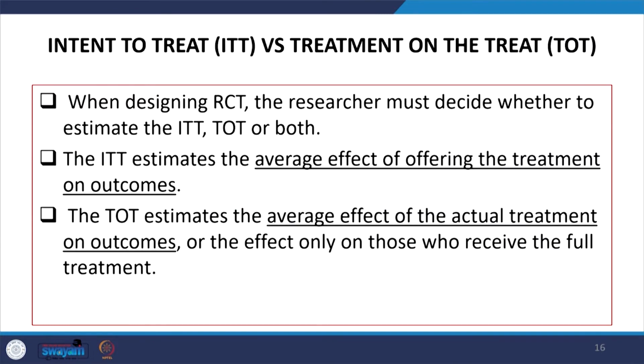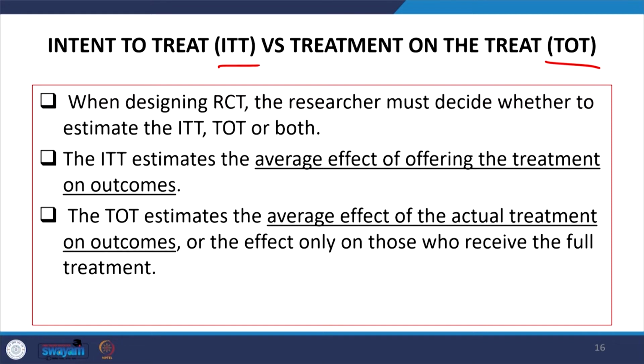Now, coming to certain aspects called intent to treat, ITT, versus treatment on the treated, that is called TOT. So, we are explaining ITT and TOT. When designing an RCT, the researchers must decide whether to estimate the ITT or TOT, or both. The ITT estimates the average effect of offering the treatment on outcomes. This is basically the average effect regarding the treatment.